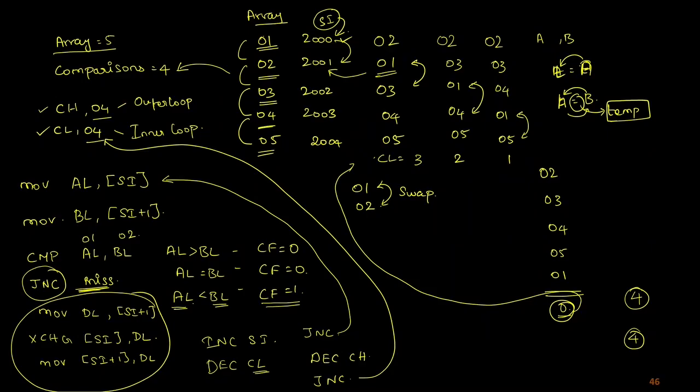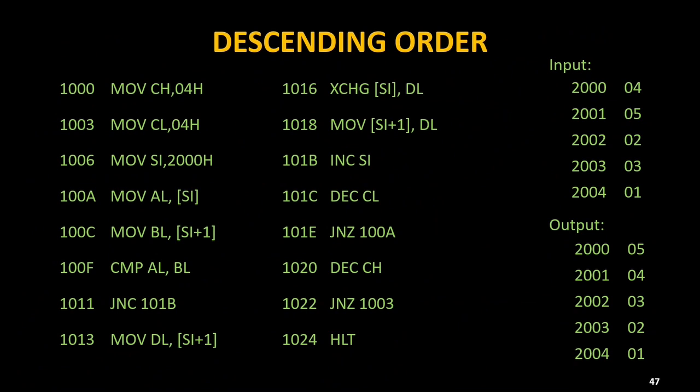So this is the logic which we have derived. This is the thing which you are able to see in terms of our program. So here you can see I have started with CH equal to 04, that is fine. So CH is equal to 04, CL is equal to 04.